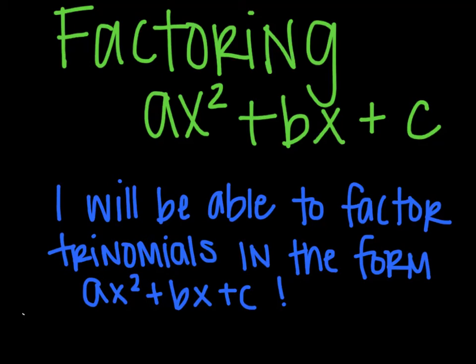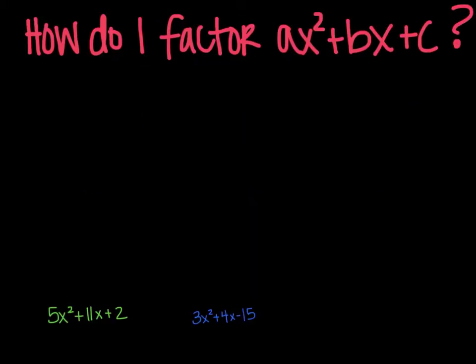Hello, welcome to your video on factoring ax squared plus bx plus c. You'll notice that there's an a in front of the x squared, which just means it's a number other than 1. And by the end, you will be able to factor trinomials in this form. The first question is, how do we factor? That is the only question. There's just a couple variations that we'll take a look at.